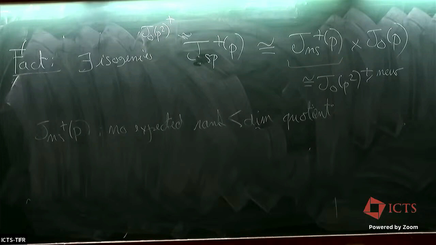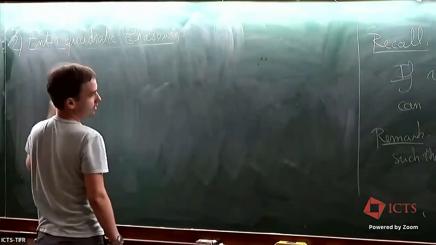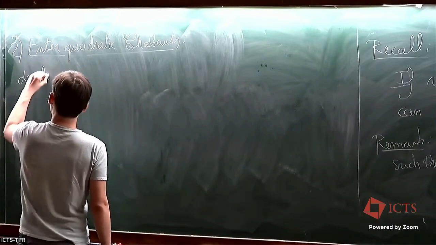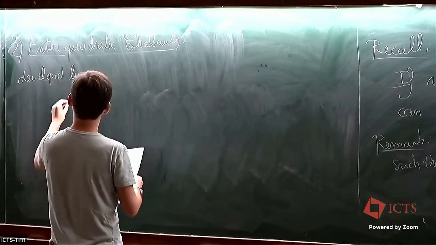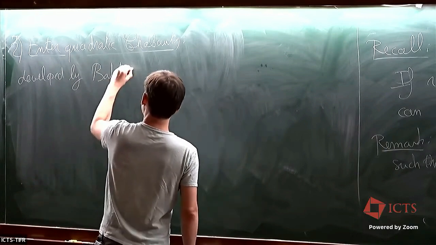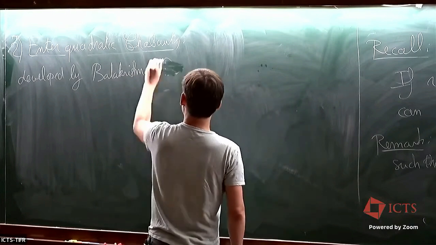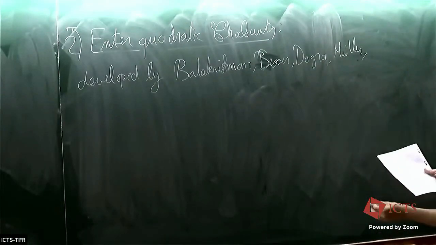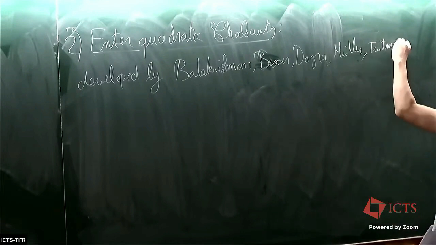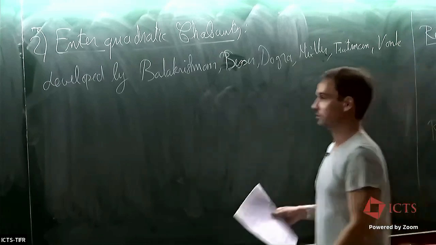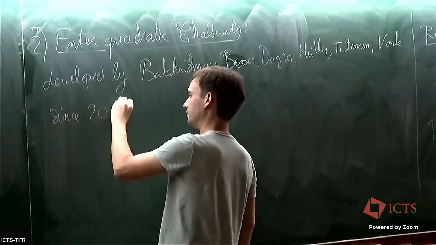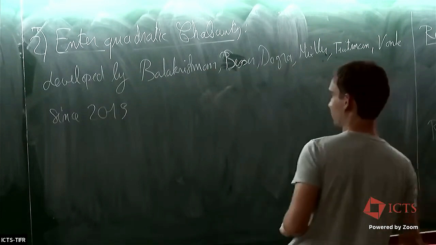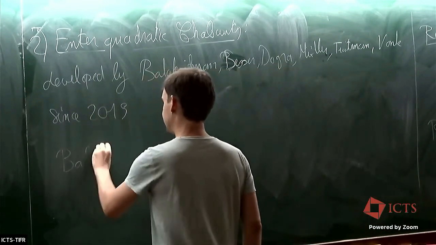What does it tell us? Quadratic Chabauty. This method, I should say at first, has been developed by many people. I will name some of them, I hope I do not forget anyone here: Balakrishnan, Dogra, Müller, Tuitman, and Vonk, since 2015, I think. I'll maybe first state the main accomplishments on our problems, and then explain how it was possible.